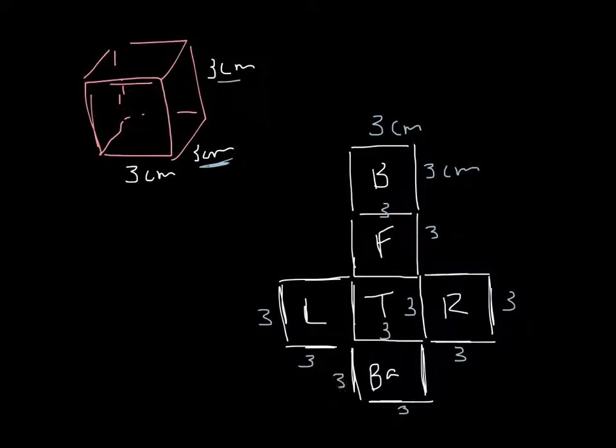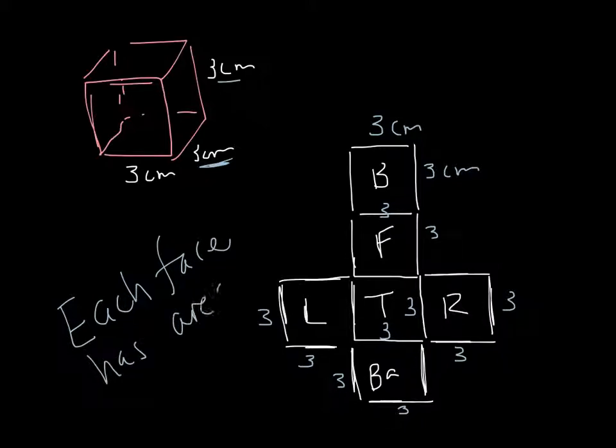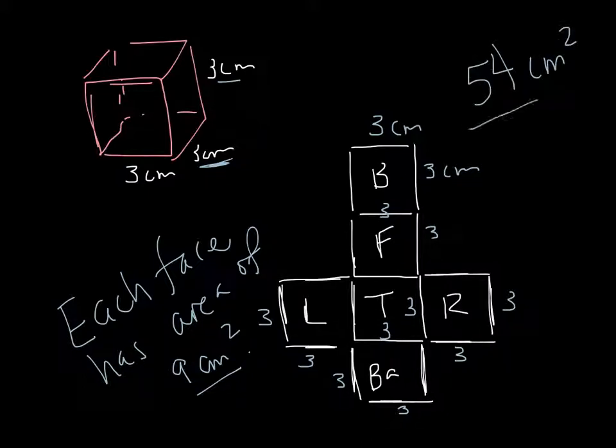So the flat pattern is an easier way for us to see that in total, each face has an area of 9 centimeters squared. And if we were to add those 9, 9, 9, 9, 9, 9, we would end up with 54 centimeters squared as our total surface area.